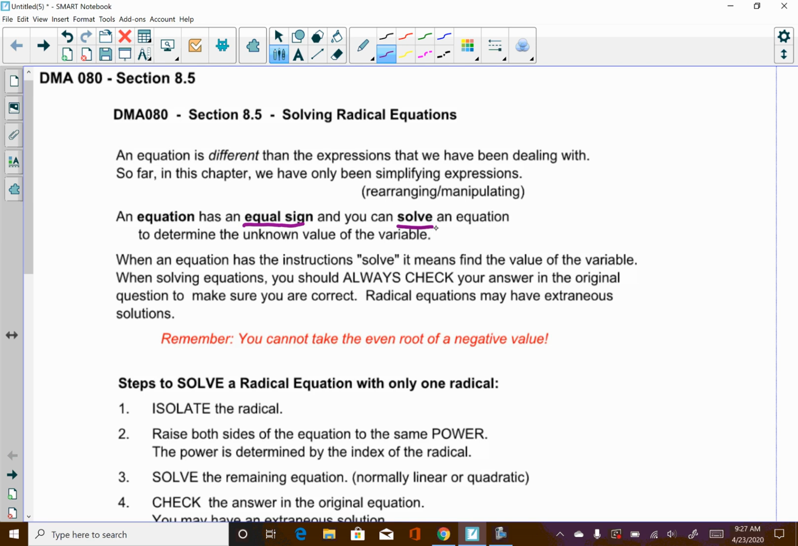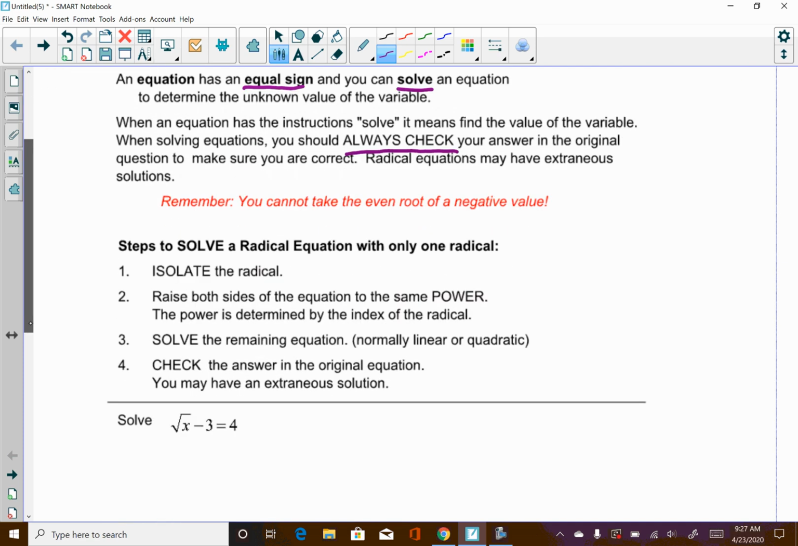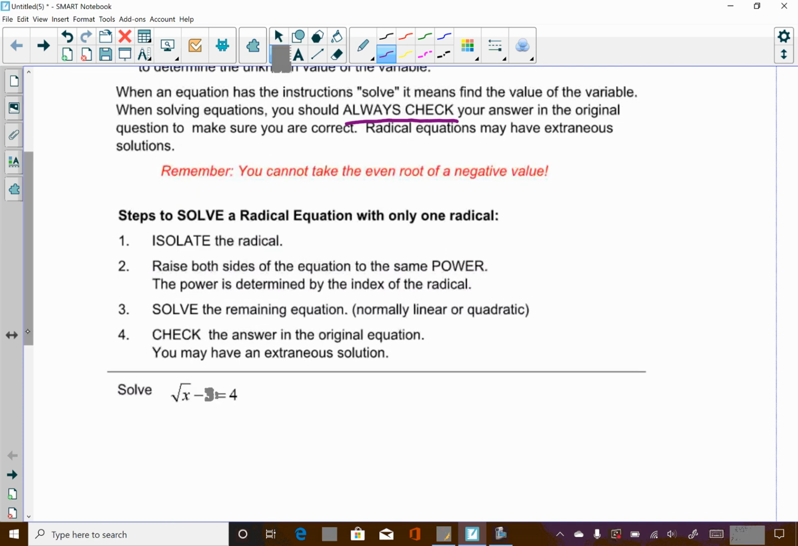It's going to be important in this particular section that you check your answer, because sometimes with radical equations, when you start going through the solving process, you might end up creating answers that are not really true solutions to the problem. And also, got it here in red, you cannot take the even root of a negative value. So we also need to check and make sure that when we're taking our square roots and fourth roots and so on, what's underneath that radical, what's underneath that root, stays a positive number.